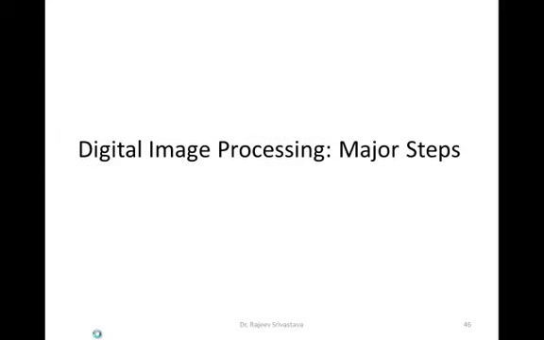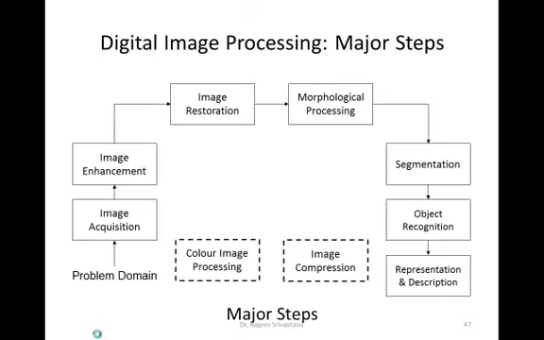Digital image processing major steps. This diagram shows the major steps of digital image processing. At first, we start from the problem domain, then image acquisition, image enhancement, image restoration, morphological processing, segmentation, object recognition, representation and description. Image compression and color image processing are also considered basic tasks related to images.